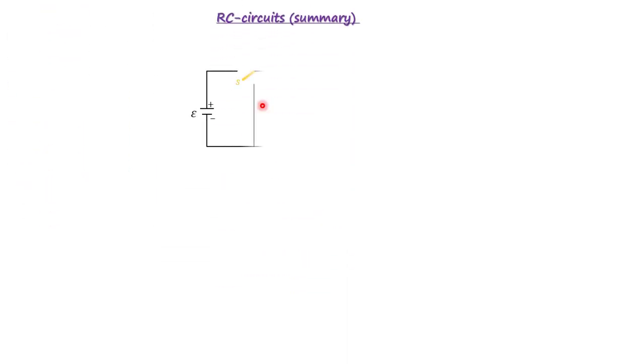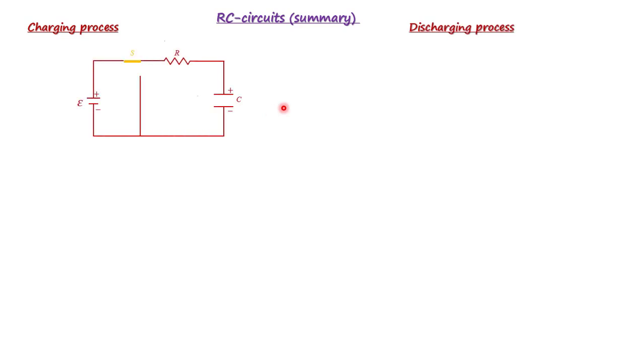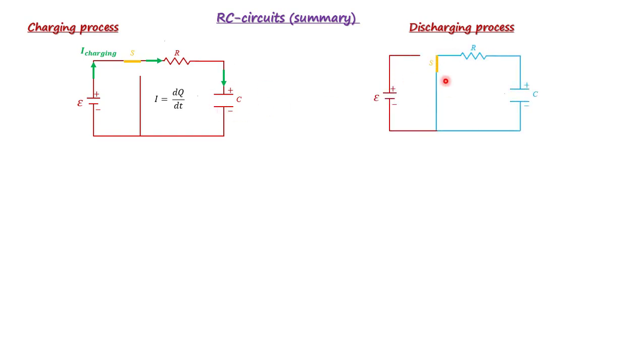Let's have a summary. In the circuit, I have the charging and the discharging process. For both, I'm going to use the same picture. If you have the switch in this position, then the process is called the charging process. Now we have a battery, we have R, and we have C. The current produced by the battery is called the charging current. It's moving around clockwise. So here I is dq over dt, which is plus, because the charge on the capacitor is increasing.